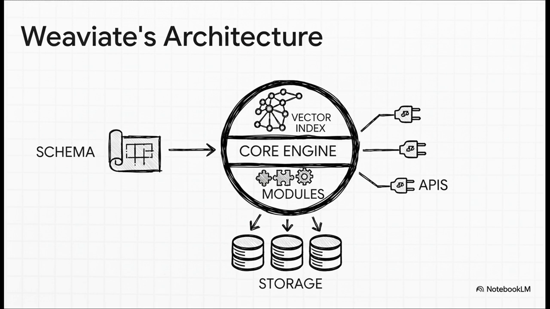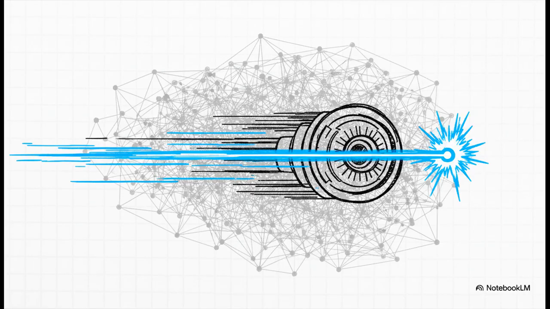But the real magic happens right in the middle. The modules are what turn your data into those vectors, and the vector index is what organizes them so you can search them at lightning speed. That's the heart of the whole system. The vector index really is the engine room. It uses this incredibly clever algorithm called HNSW.